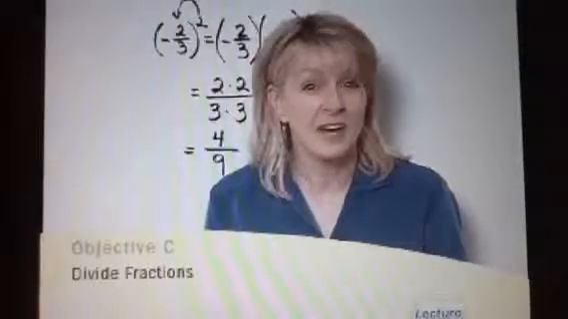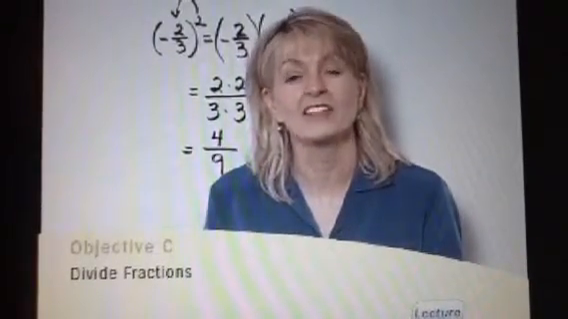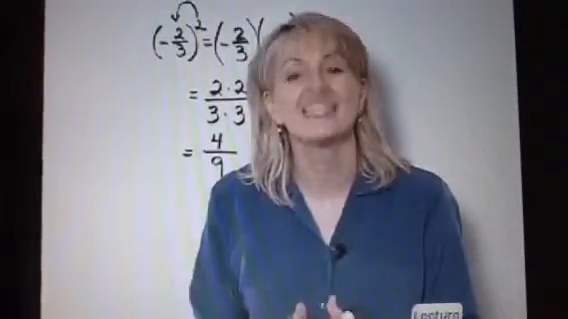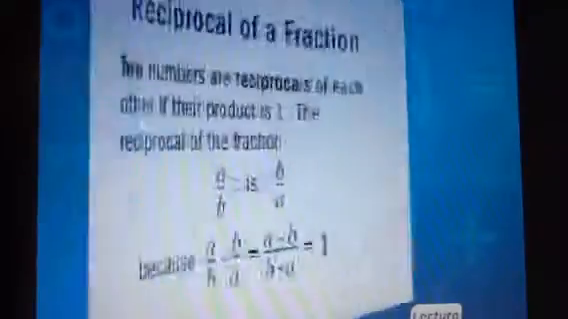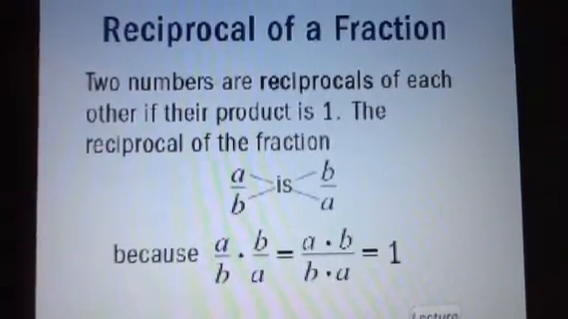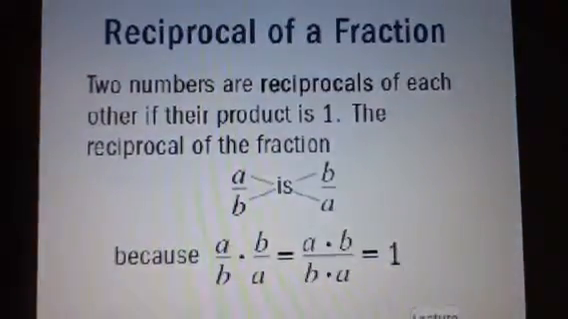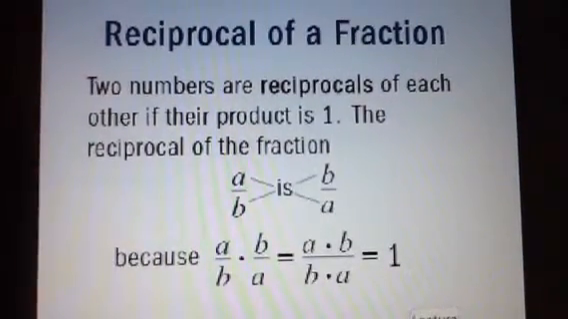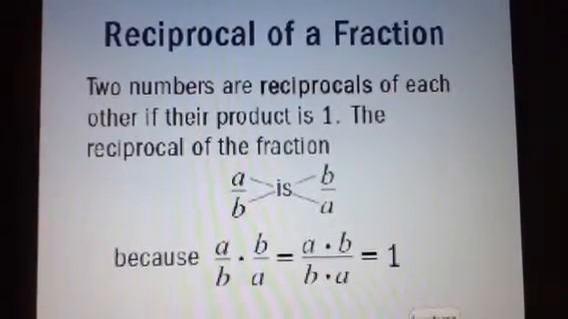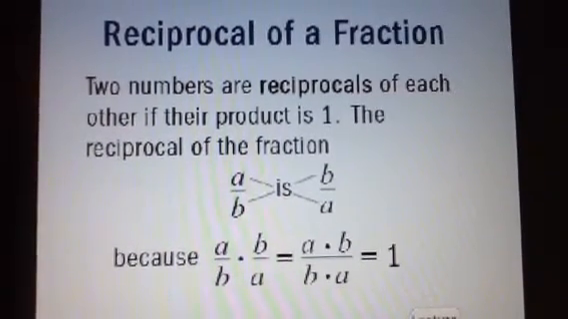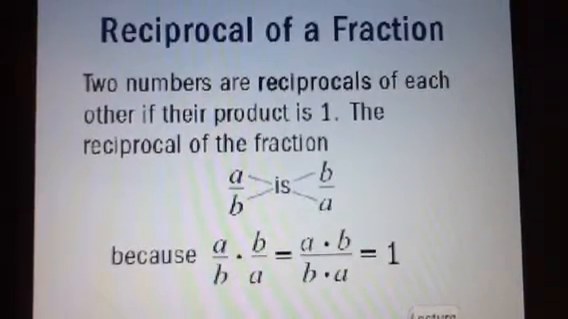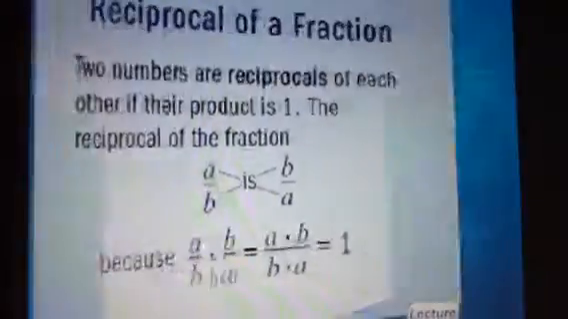Now divide fractions. Before we divide fractions, we need to be able to find the reciprocal of a fraction. So let's look at the following. Two numbers are reciprocals of each other if their product is 1. The reciprocal of the fraction a over b is b over a, because a over b times b over a equals a times b over b times a, and that does equal 1.